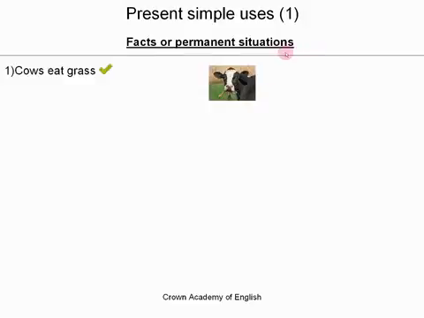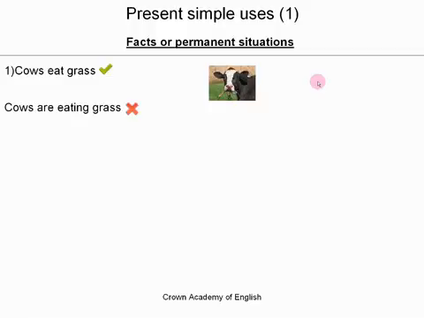So cows eat grass. Okay, it's a fact. Cows do not eat hamburgers or cheeseburgers. They eat grass. It's a fact. We are not discussing a particular cow, what a particular cow is doing now. We are talking generally. If we are talking in general about what cows eat, then we use the present simple tense. So we say cows eat grass. We do not say cows are eating grass. Okay.